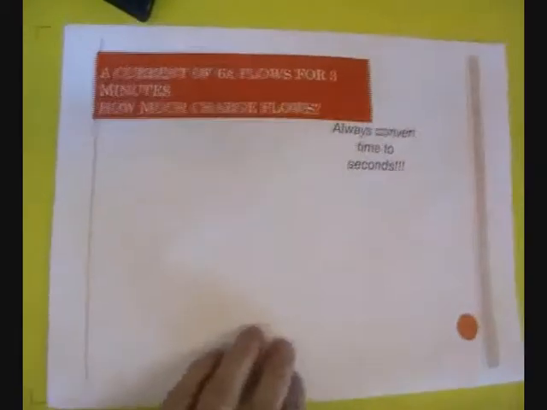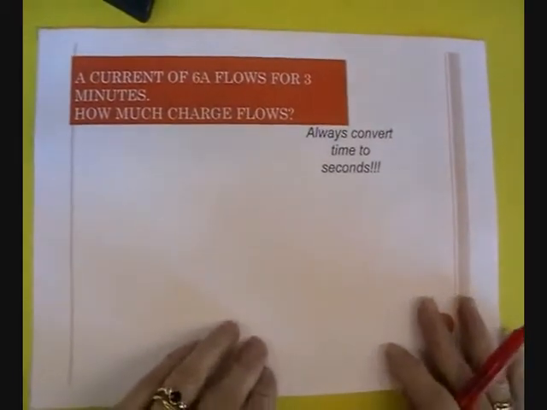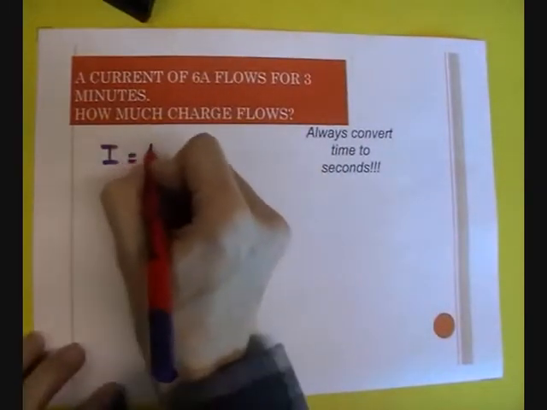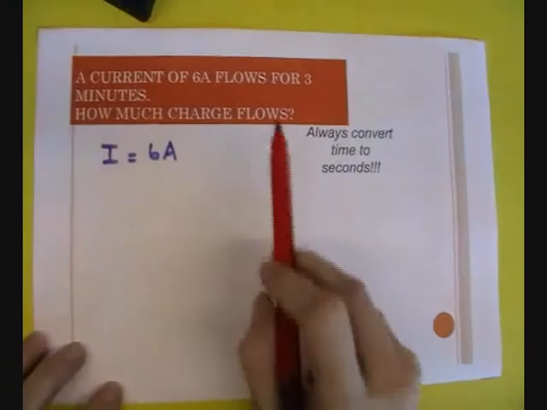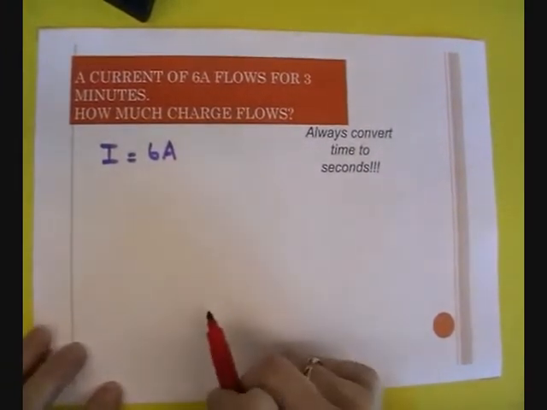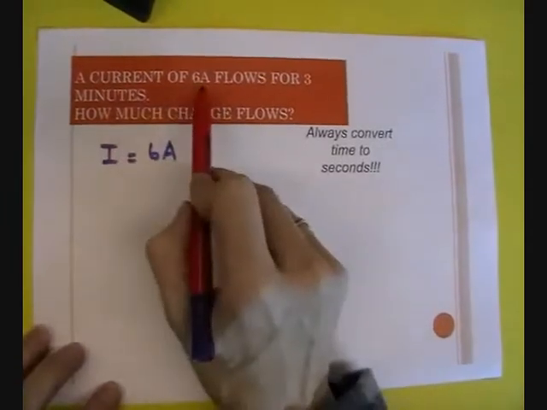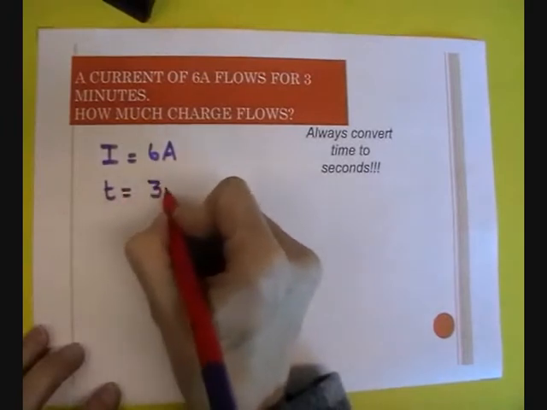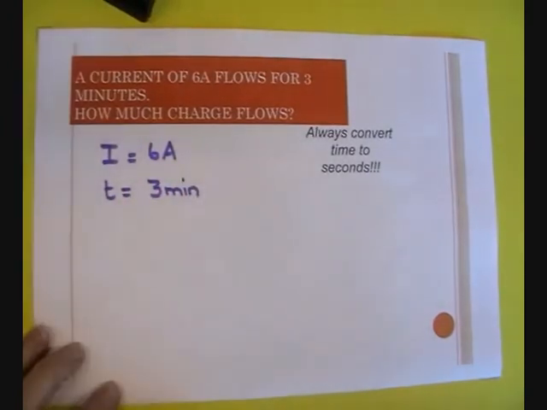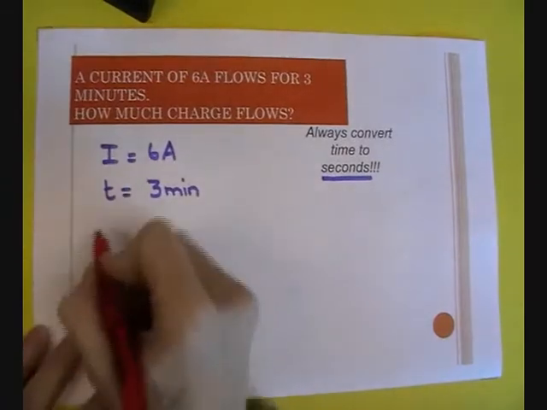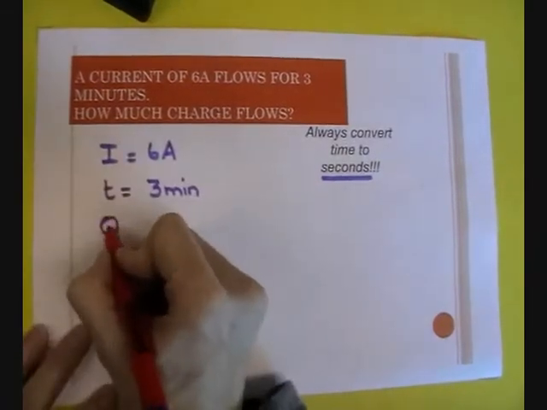So this is just a little question. It says a current of 6 amps. So we'll write down, I is equal to 6 amps. And if you have difficulty with these kinds of questions, write everything down first, write down your equation, and then decide what to do. So we've got a current of 6 amps. It's flowing for 3 minutes, so our time is 3 minutes. Now, a minute ago, whenever we looked at our equation, we were told we always had to convert into seconds. So we're looking for how much charge. So the symbol for charge is Q.